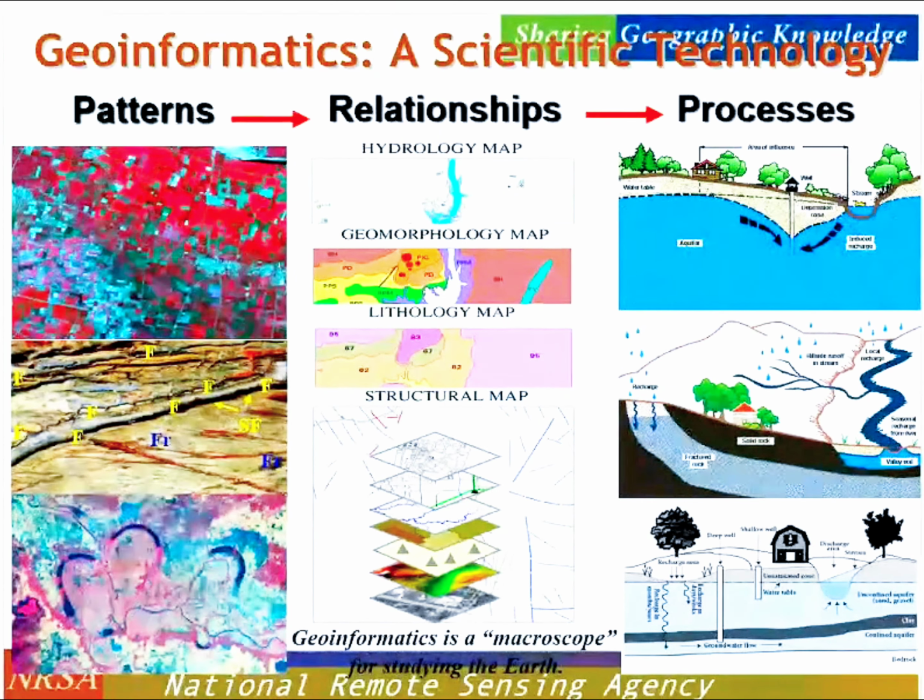First of all, you study the actual pattern, how to see the pattern. After that, you create different types of layers. Those layers are essential. For example, the hydrology, the geomorphology, the lithology, the structural map or the basic map, which is called a cadastral map. Cadastral map, do you know about the cadastral map? What do you mean by the cadastral map?